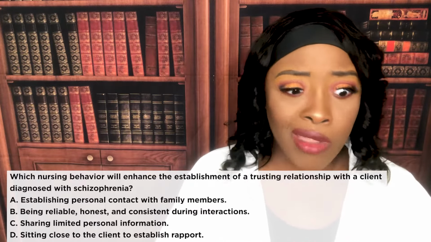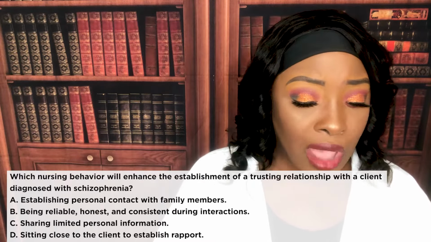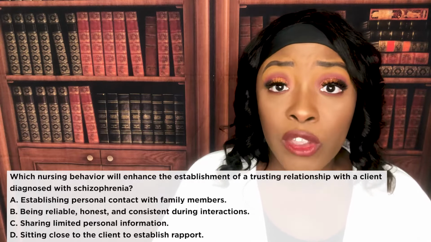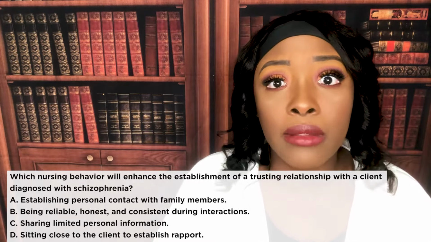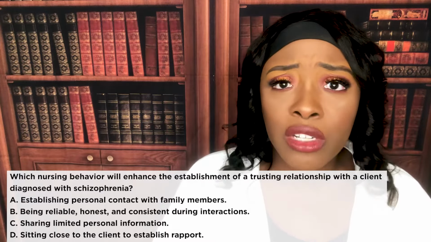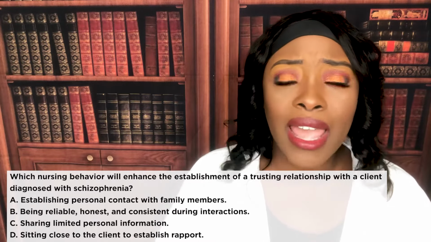Now let's talk about the wrong answer choices. We have A, establishing personal contact with family members. You want to know what that's going to do? That's going to make the patient feel that you and his family are plotting against him or her. All right? And it's unprofessional. Okay? Look what it says. It says personal contact. No.